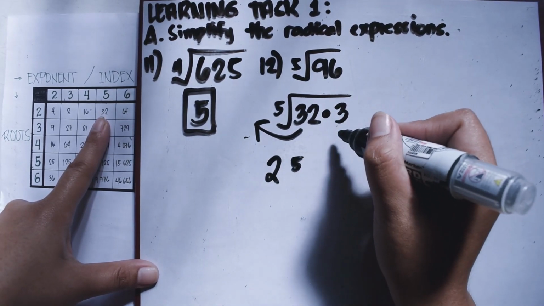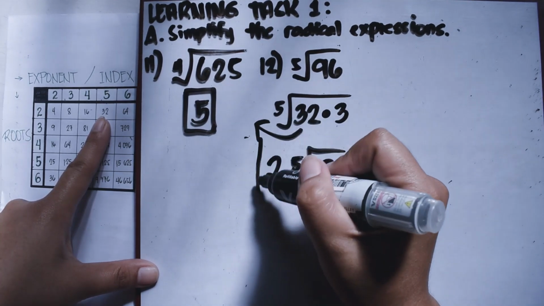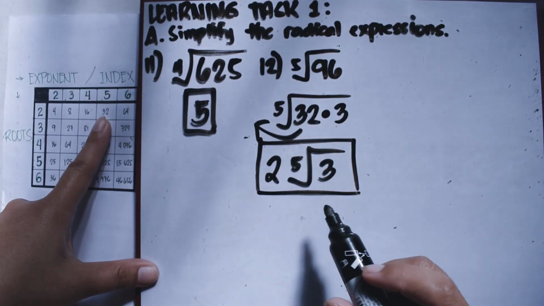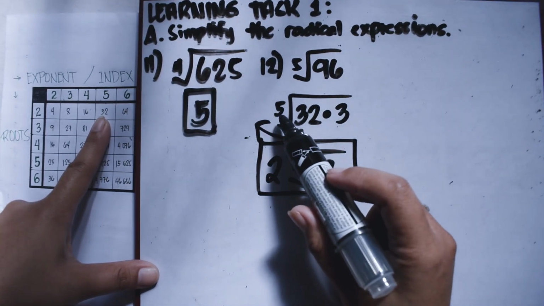And then, may iwan sa loob si 3. 5th root of 3. Syempre, guys, kung ano yung root dito, yun din yung root dito, ha? Ayan, huwag kakalimutan yun. So, eto na po agad ang ating final answer. We have 2, 5th root of 3. Saan po galing si 2 again? Kinuha ko lang yung 5th root ni 32.